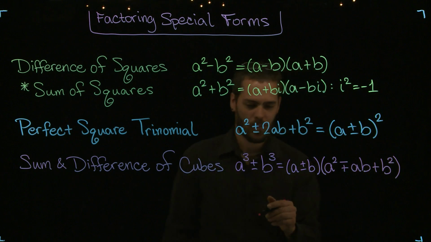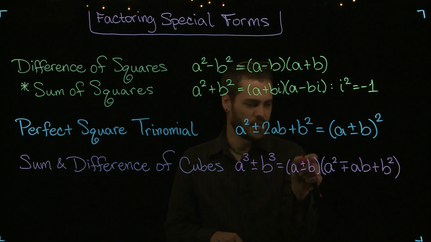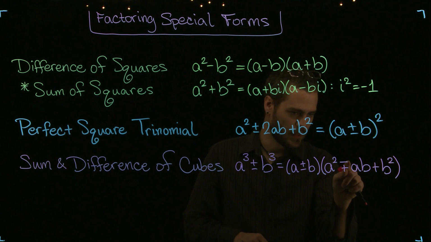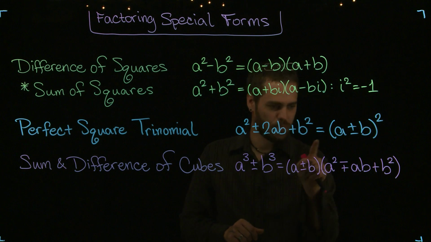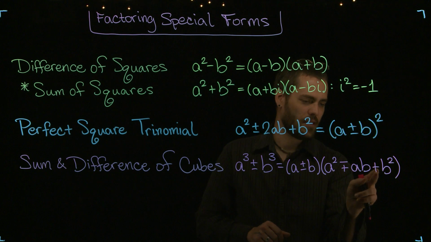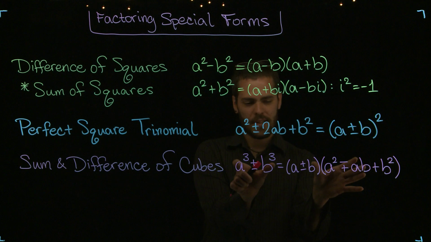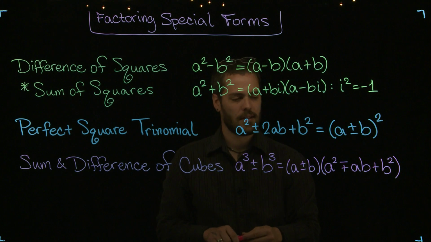So the way this map works is if you have the sum of cubes, the plus, then this first binomial has a plus, but then when you get to this trinomial, you got to put a minus here. Okay? If you start with a minus, then you have a minus here, but then you switch to a plus in the trinomial, and the last guy is always a plus. And so, again, I'm going to separate this into its two different cases when I talk about the sum and difference of cubes in particular.